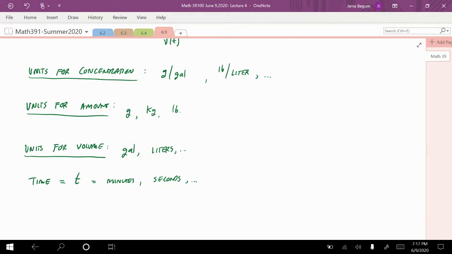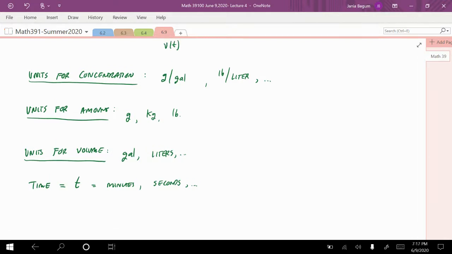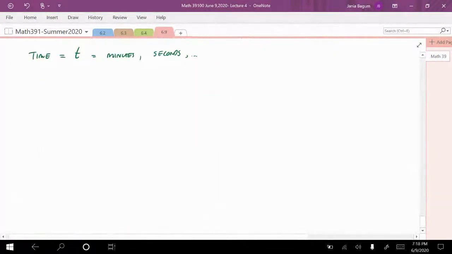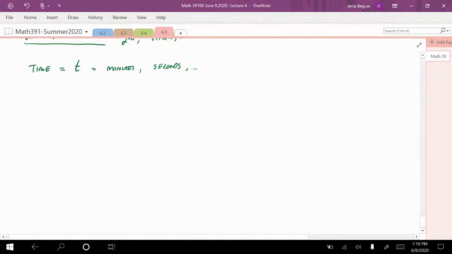Now, how do we bring in derivatives into this? Well, if you go back and start thinking about the scenario, we have mixture coming in, we have mixture coming out. So there is a rate of change, right? Rate of change in such a scenario. So we're going to introduce the change in the amount of salt. So that's going to be dQ/dt. Well, what is that going to represent? Well, that's the rate, right? The first derivative is always the rate. So it's the rate of how fast.